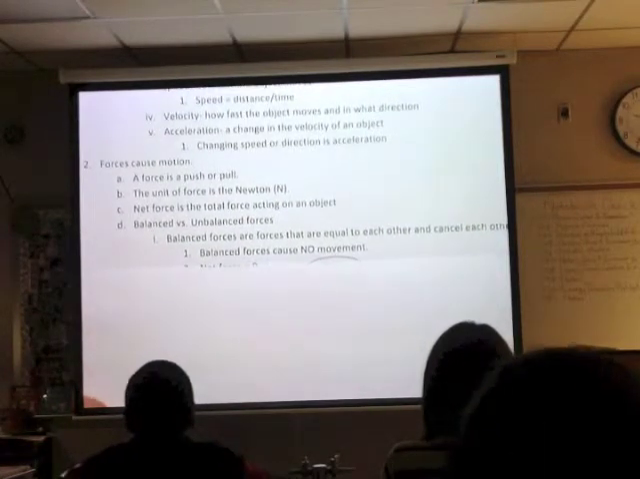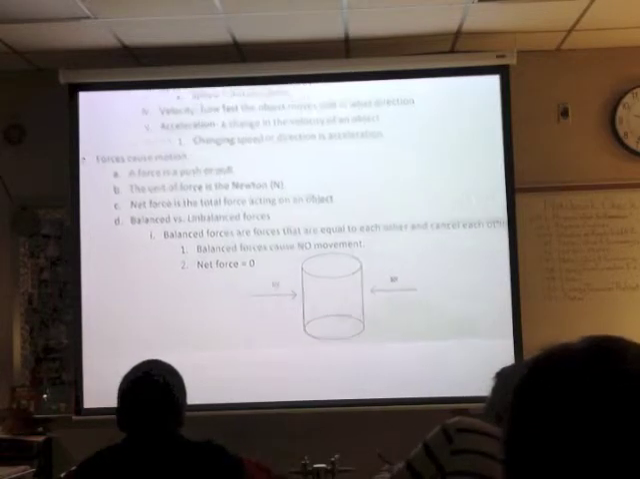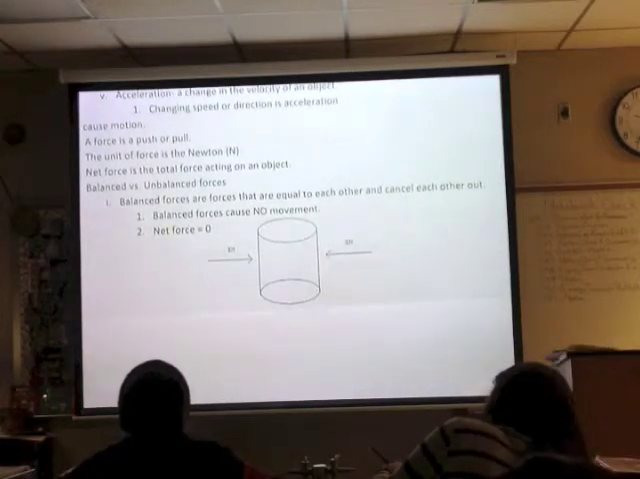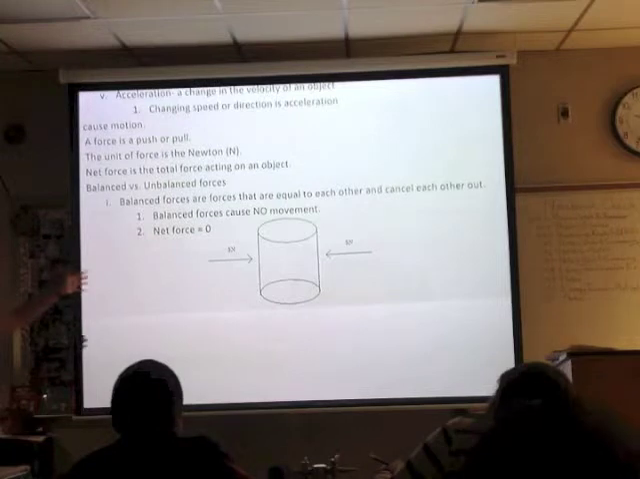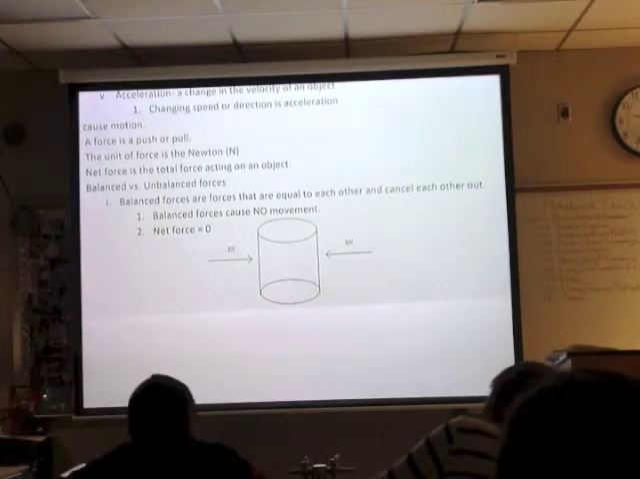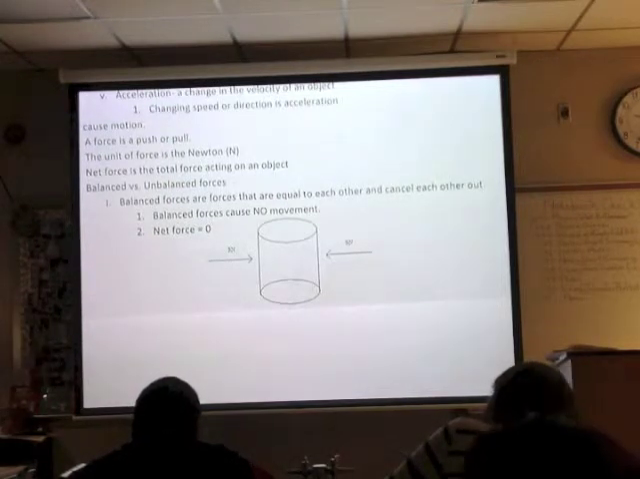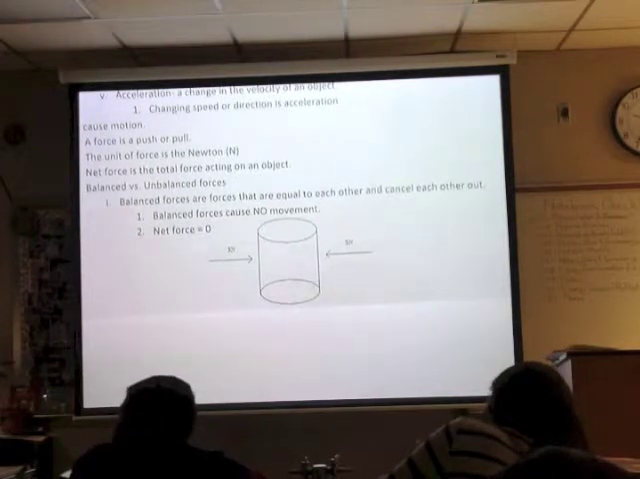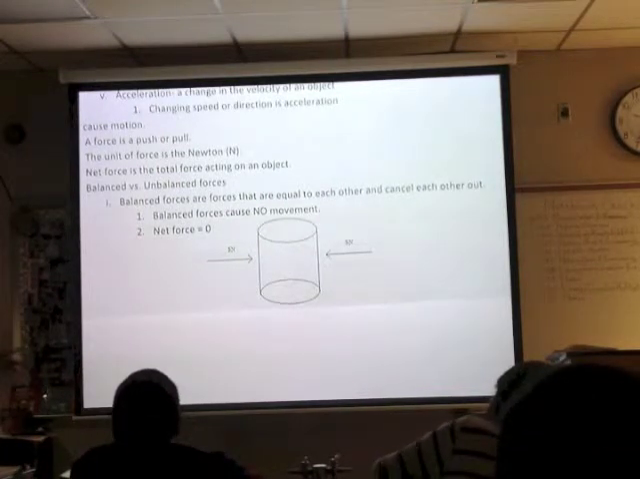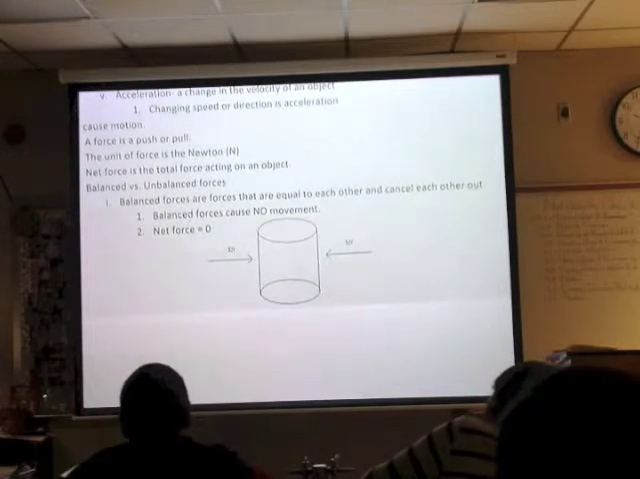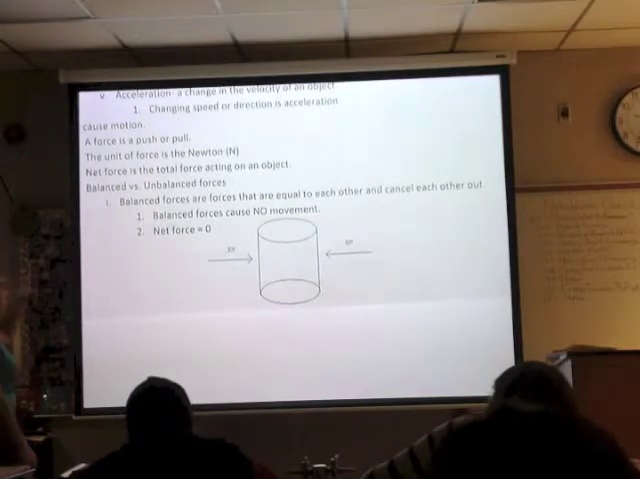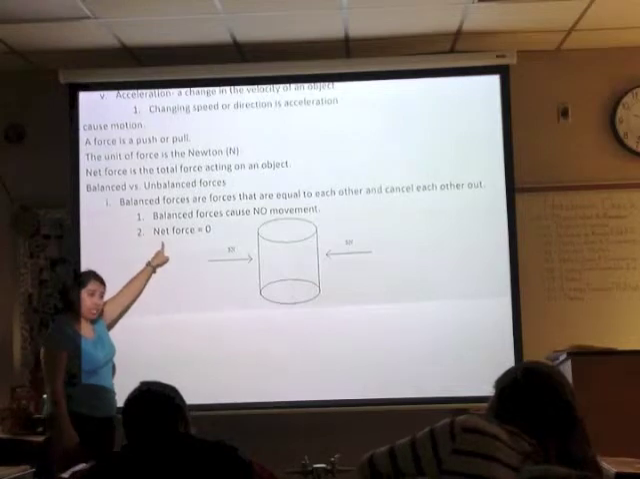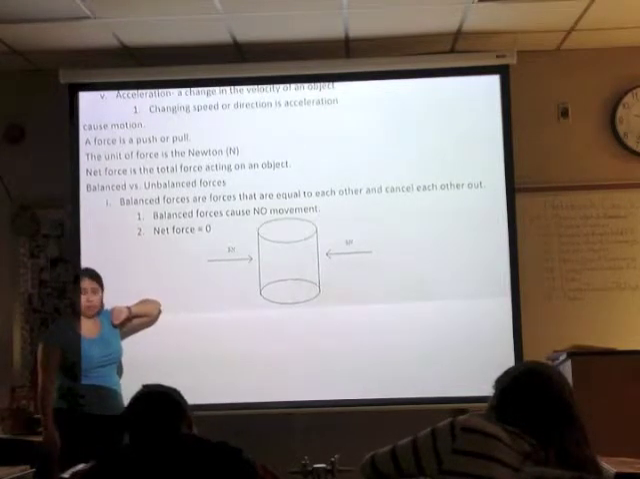So when we look at balanced forces, we're looking at forces that are equal to each other and cancel each other out, which is exactly what everybody said. So truthfully, do you have to copy all that, or should you just write the simple things y'all just said? I would write the simple things y'all said. Alright? Balanced forces cause no motion. Basically, if we calculate the net force, it will always be 0.